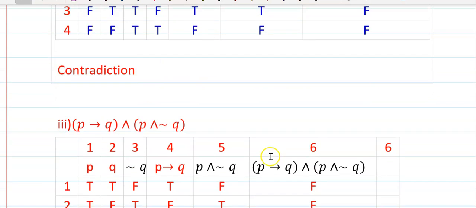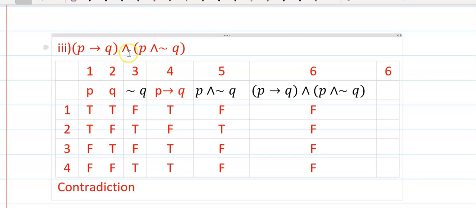See this, first of all, the answer. That is P implies Q and P and negation of Q. Now here we'll require first of all P, Q, negation of Q, P implies Q, P and negation Q, and between, that is the fourth and fifth. Now P is TTFF, Q is TFTF, negation of Q is FTFT, P implies Q, this is TFTT, P and negation Q, that is FTFF. Now P implies Q and, that is and between these two, this is F, F, F and F, and hence overall it is a contradiction.